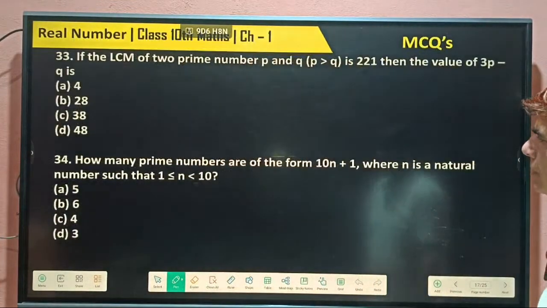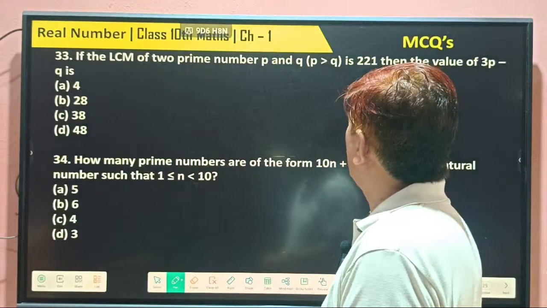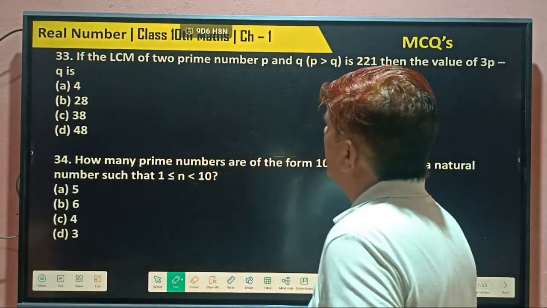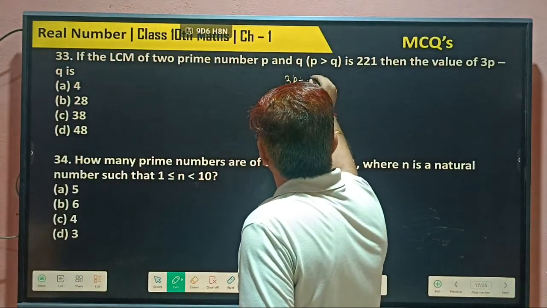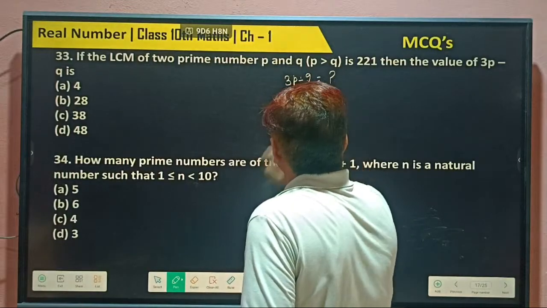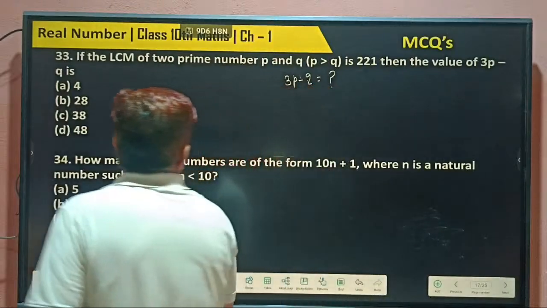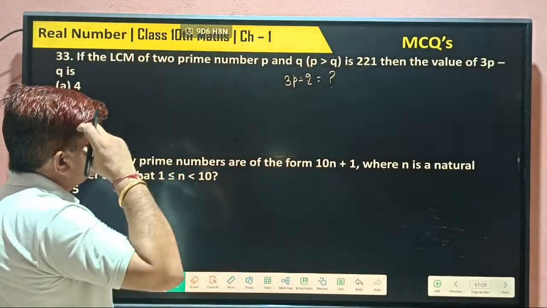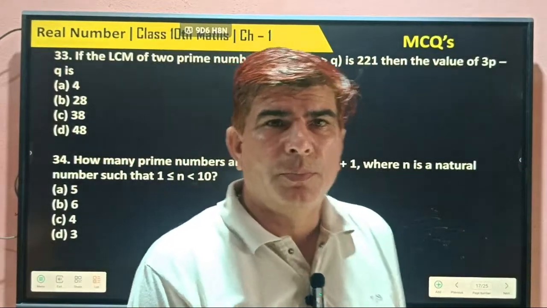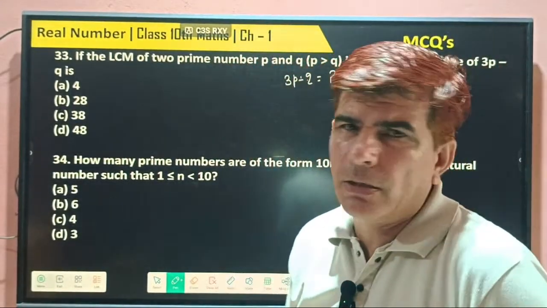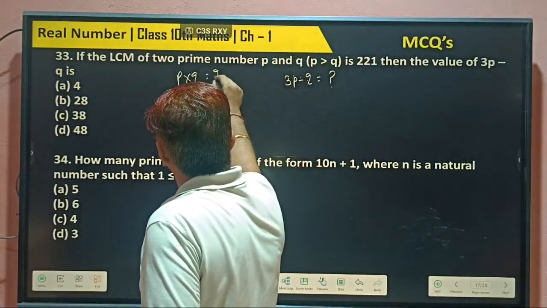Got it? So if you can understand each and everything. If the LCM of two prime numbers P and Q is 221, then what is the value of 3P minus Q? Understood? LCM of two prime numbers. Prime numbers mean nothing common between them, P and Q are co-prime. So what's their LCM? LCM means P into Q is equal to 221.